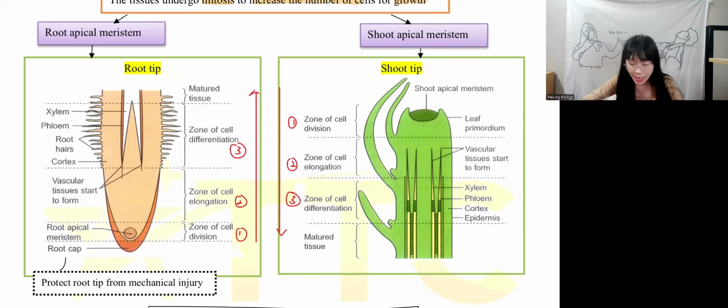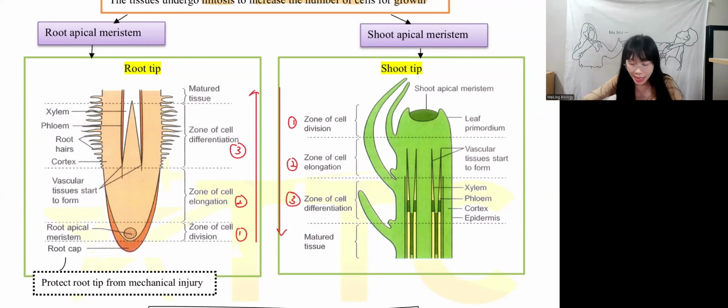In biology, it's the same. When you have a lot, it is to increase surface area to absorb more water and mineral. So we have many root hairs because they want to increase surface area and absorb more water and mineral. In order for them to have root hair, they have to go through a differentiation process.